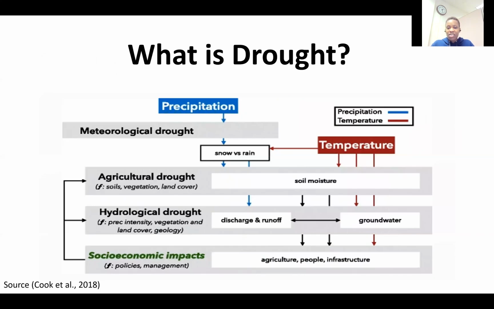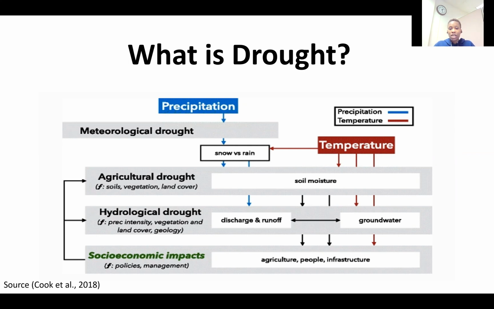So what is drought? Drought basically is precipitation deficits in some cases, while in some other cases, the combination of both precipitation scarcity and high temperature that leads to a high evapotranspiration rate. So when we have precipitation deficits and we have a high evapotranspiration rate, it causes dryness. So there are four major types of drought.